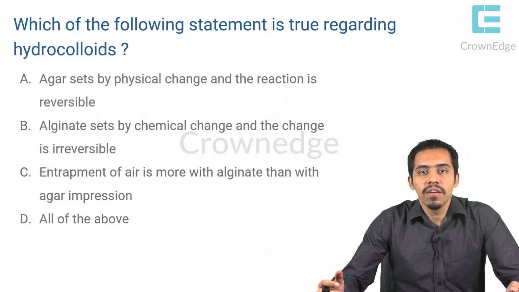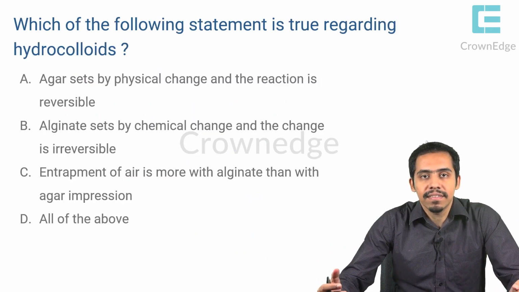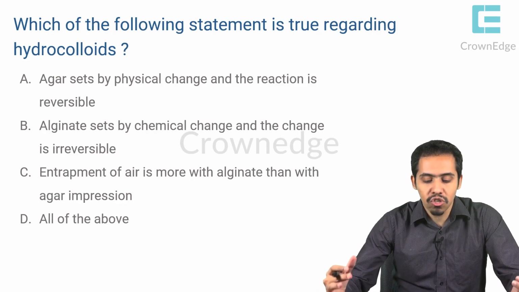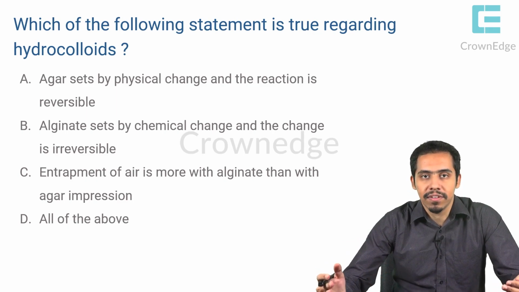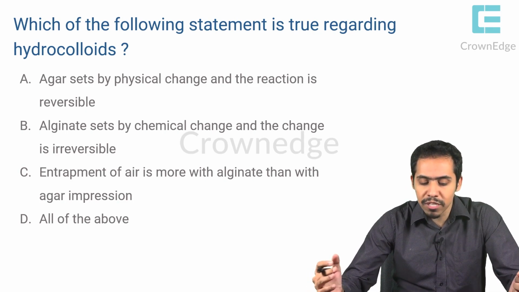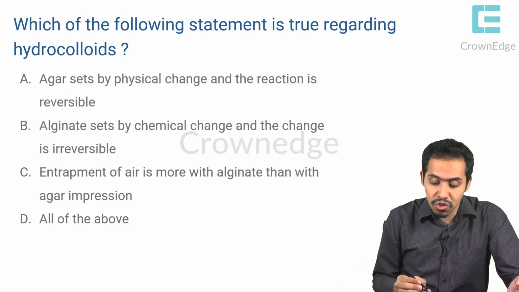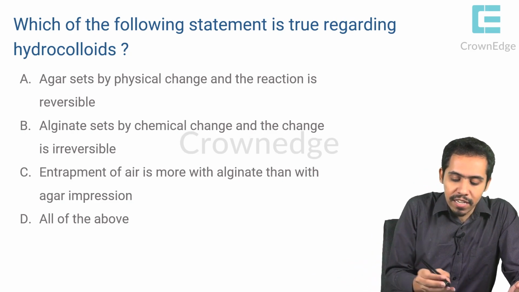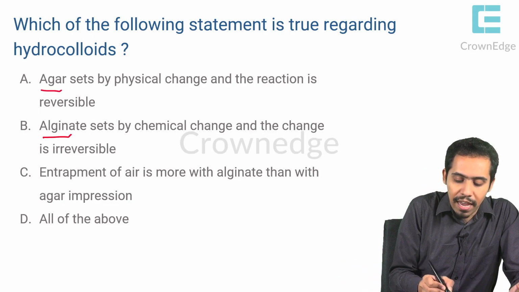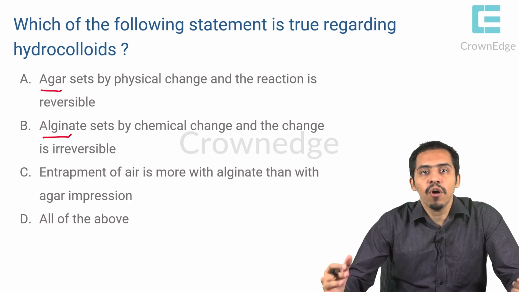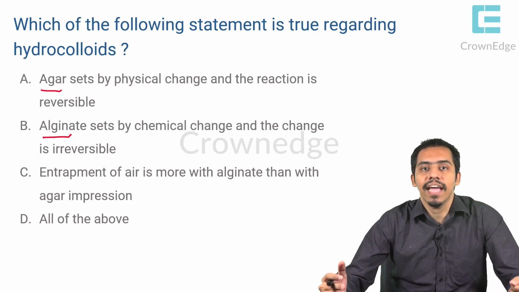So ideally, if you're asked a question based upon the materials that we use in obtaining our impressions, it has to be based on hydrocolloids or your elastomeric materials. In cases of hydrocolloids, take this MCQ for example. The MCQ goes, which of the following statements is true regarding your hydrocolloids? So the hydrocolloids in question are your agar and your alginate. So agar and alginate are types of hydrocolloids, but both vary in their properties as well as in their reactions.